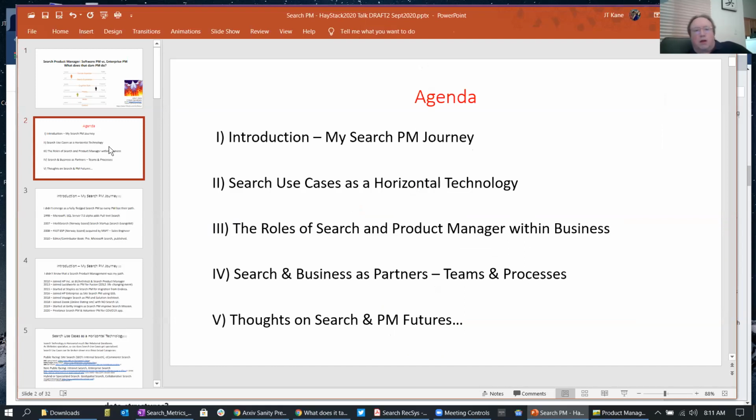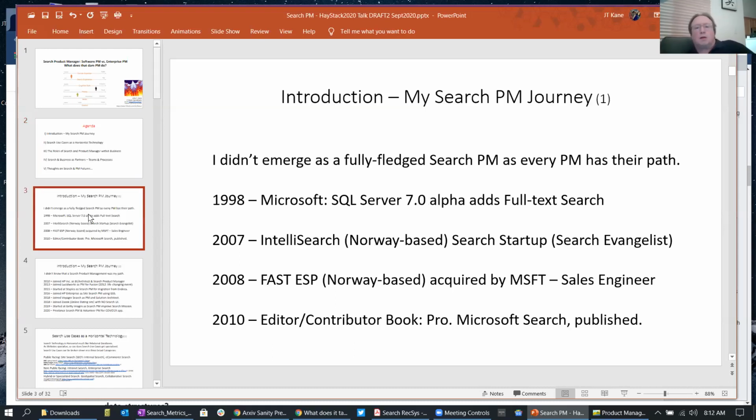So the agenda I'm going to cover today is in 5 parts. I'll do a bit of introduction about myself. I'll talk about search use cases as a horizontal technology, the role of search and product manager within the business or businesses, search and the business as partners and team processes, which is sort of more how the product manager will interact with the business teams and or the engineering technology teams. And I'll have some thoughts on the future, which I may have to update a bit later.